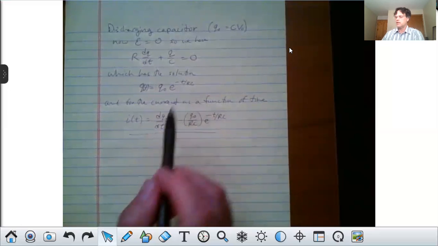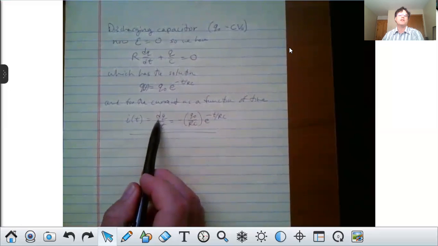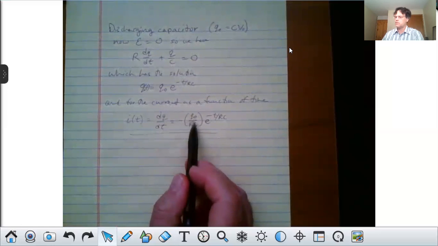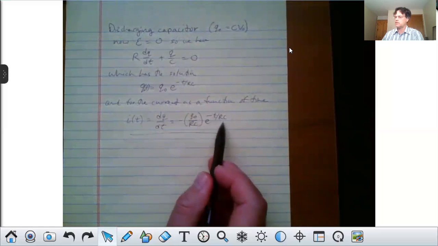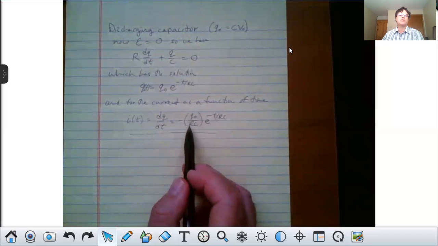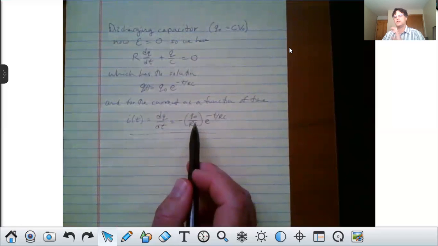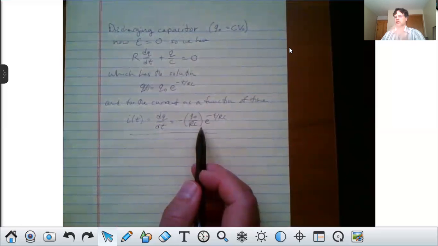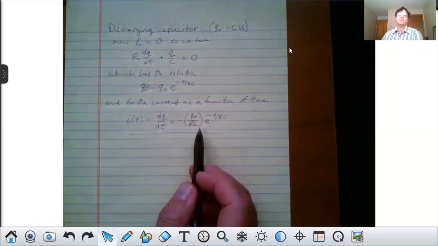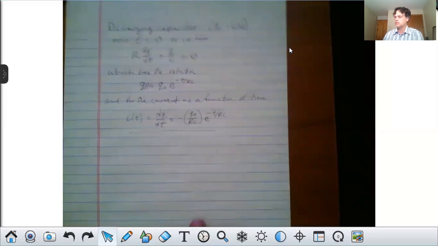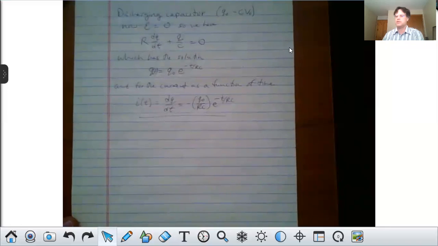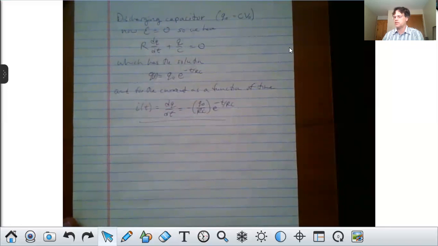You can also get the current as a function of time just by taking the derivative of Q of t, right? And you get negative Q0 over RC, e to the negative t over RC. So this is the initial current that you start with when it's at its maximum charge. And again, the current decays away exponentially as well. So hopefully that will help you answer questions about discharging the capacitor.